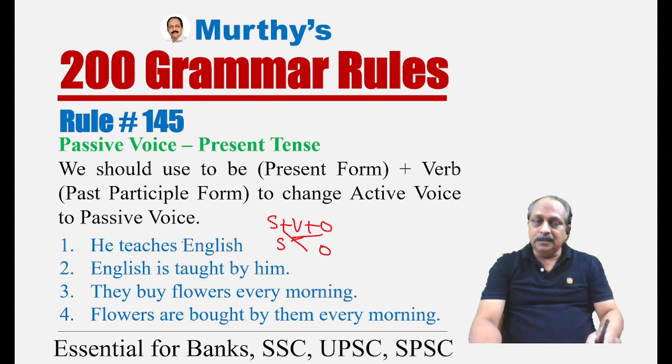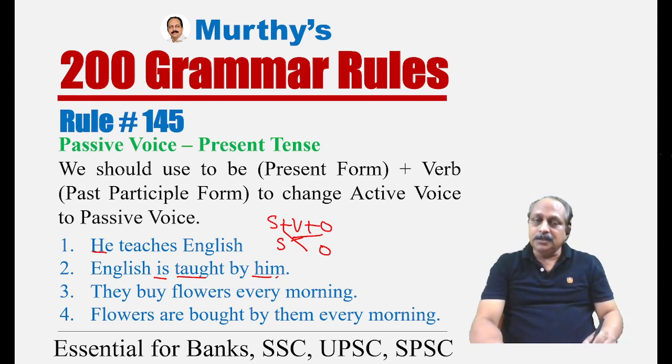He teaches English. He is the subject, teaches is the verb, teaches what? English, the object. How does it change to passive voice? English is taught by him. Here, what is the pattern? We should use to be in the present form. Any sentence in passive voice, remember, the main verb is always in past participle form. Teach, taught, taught by him. He changes to him. Here it is in the subject position, here it is in the object position.